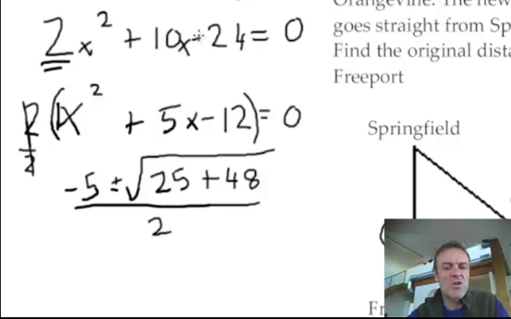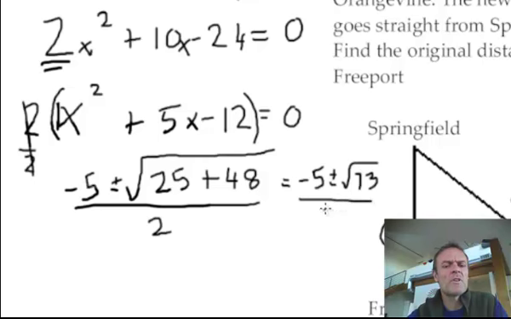Right, so what do I get for this? So that equals negative 5 plus or minus the square root of, now then, what's 25 plus 48? That's 73. And that's all over 2. Now here's a nice thing. You can't square root 73. That pretty much is the answer. Apart from the fact that, remember, there's only one answer to this. X is the distance.